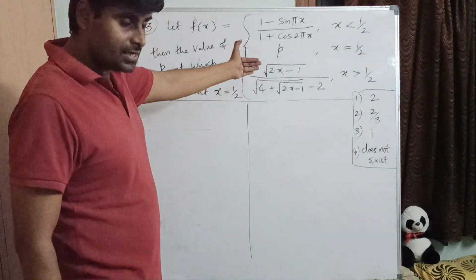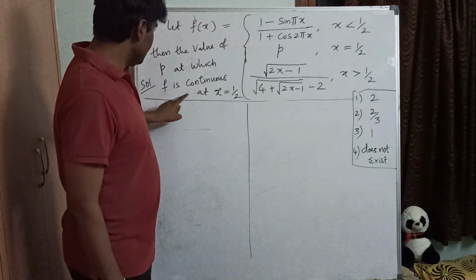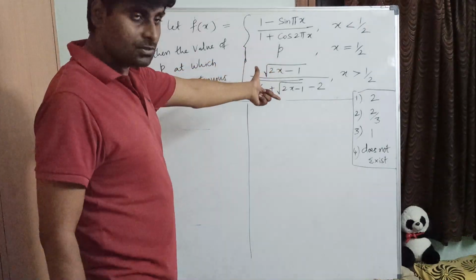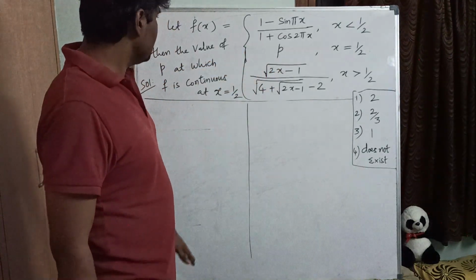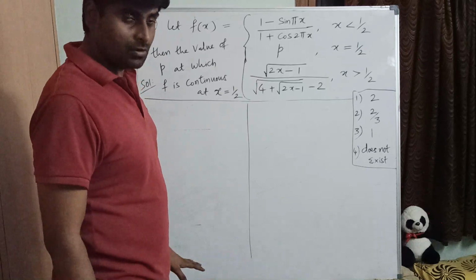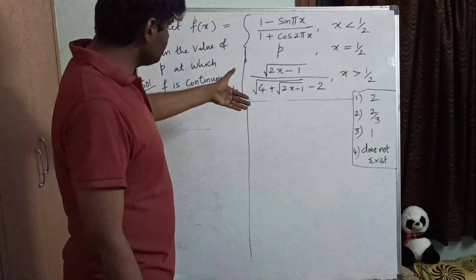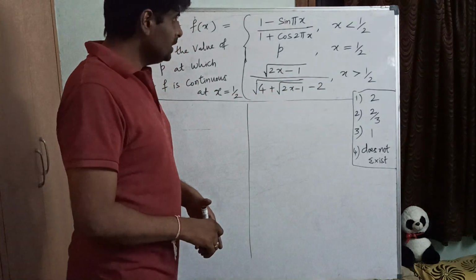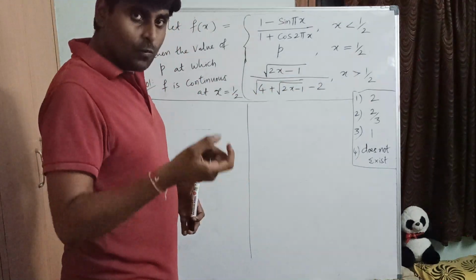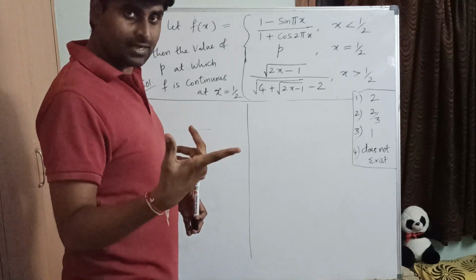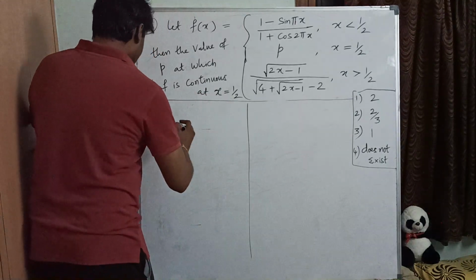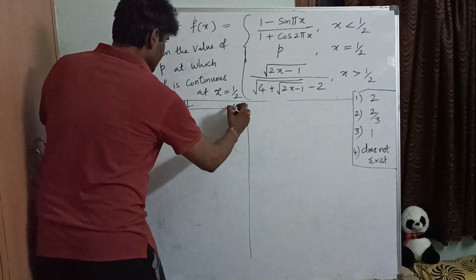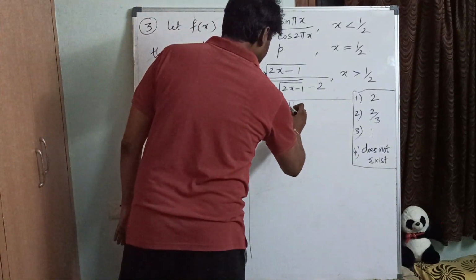This function is given as continuous at x equal to 1 by 2. At which value of p? That gives us continuity at x equal to 1 by 2. So now let us find LHL at x equal to 1 by 2 and RHL at x equal to 1 by 2. Generally, how can you find LHL? Put 1 by 2 minus h. So let me find out LHL here. Now RHL here.